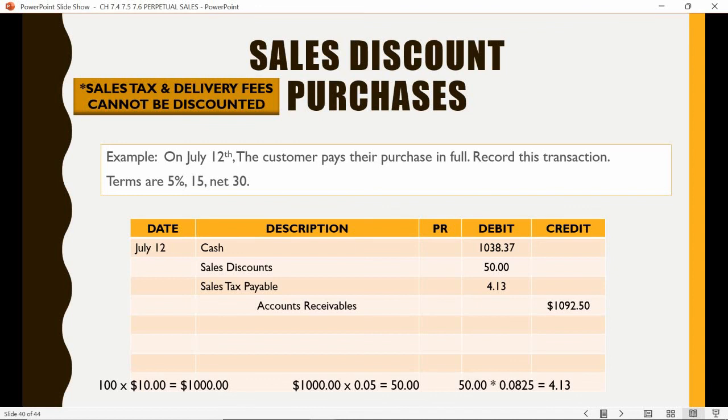Again, a sales discount has no effect on the actual items themselves, because at the end of the day, it's what it cost you to sell. You're not going to be discounting the inventory item. You're only discounting the selling price. Just a little heads up there.